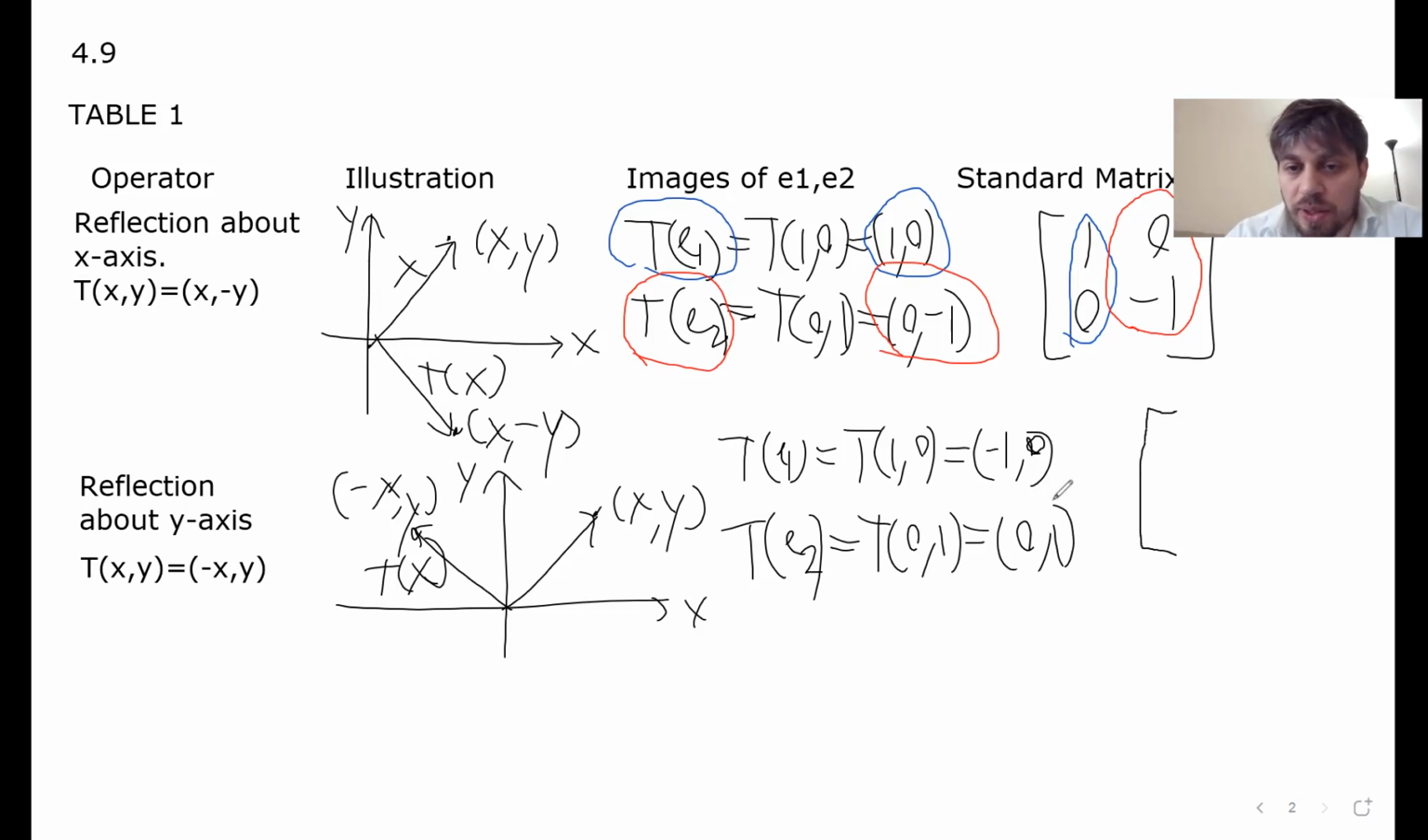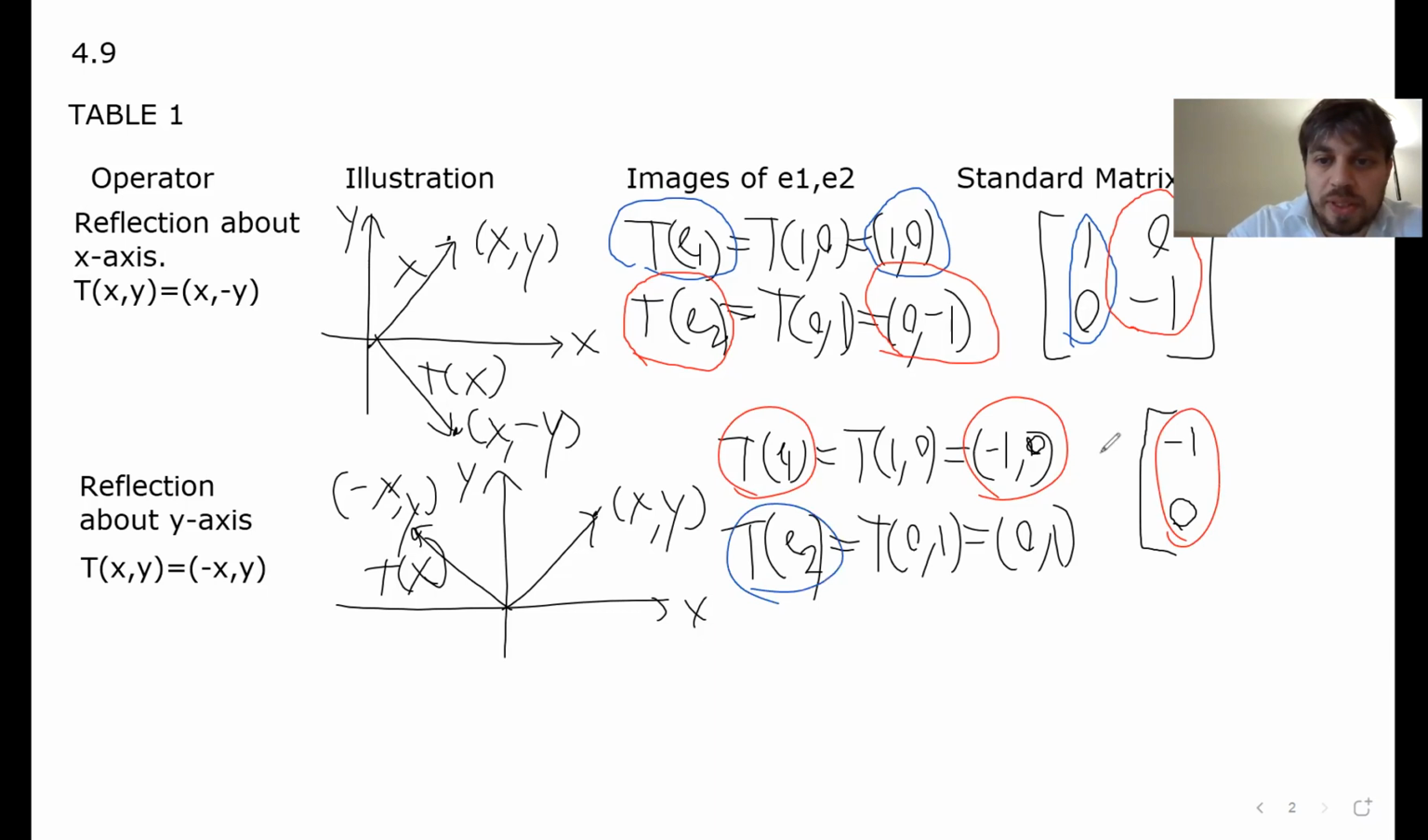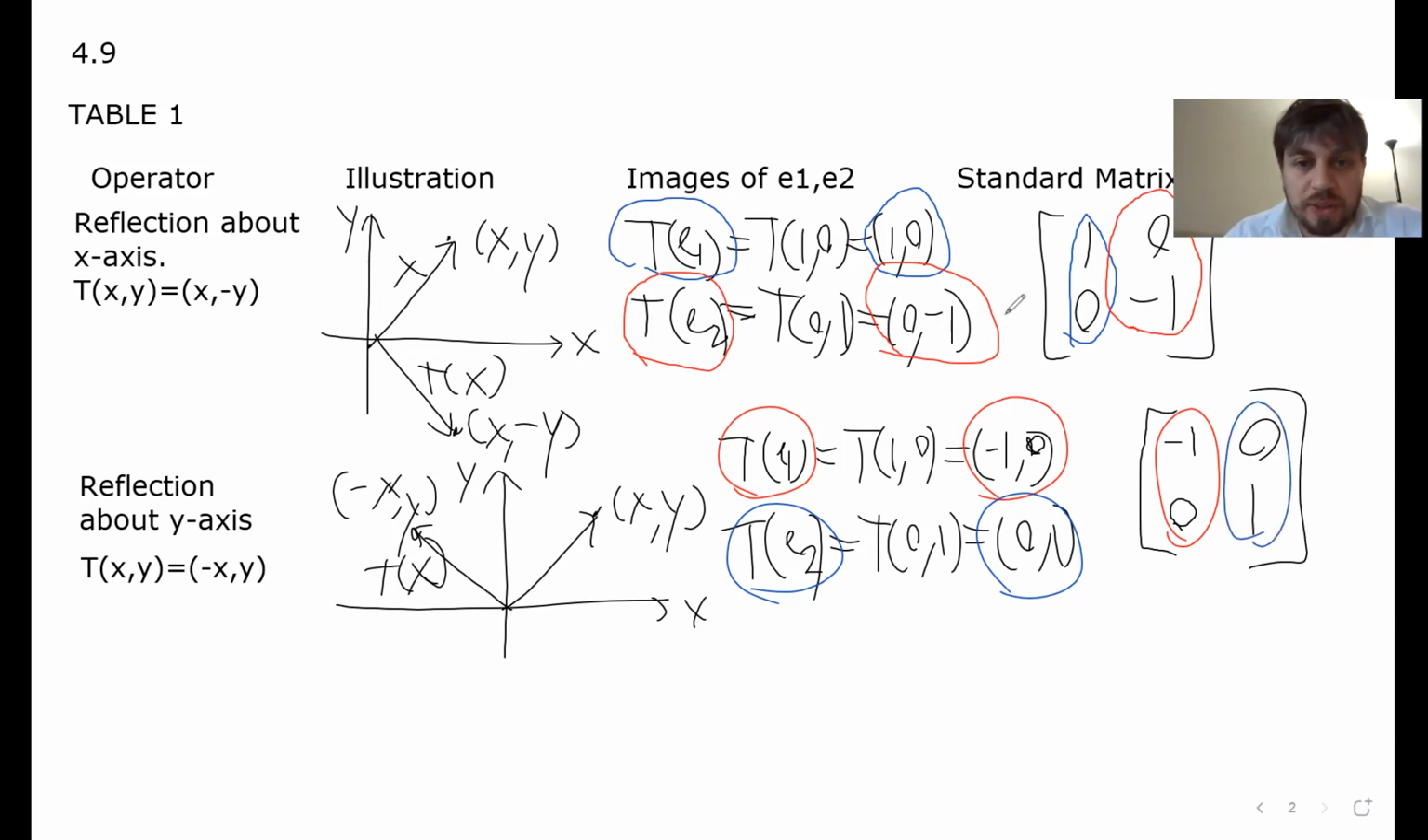And so the standard matrix you get from the images under T of the standard unit vectors. So T of E1 is negative 1, 0. And so negative 1, 0 is the first column of your standard matrix. And then T of E2 is the second column. And so you get 0, 1. And so that's the second column of your standard matrix. Okay. So that's a reflection about the y-axis.